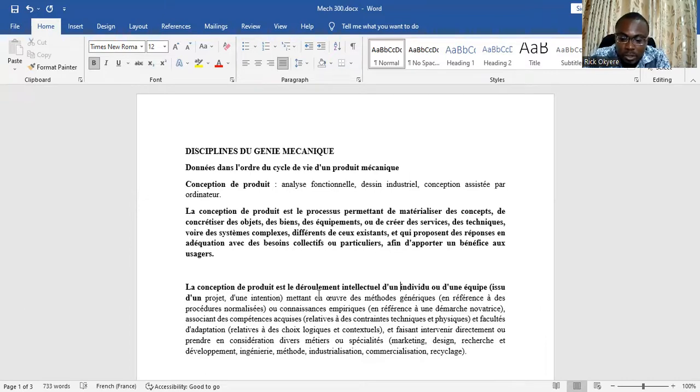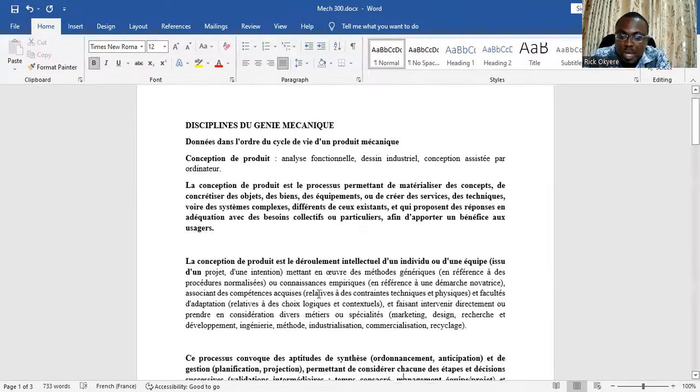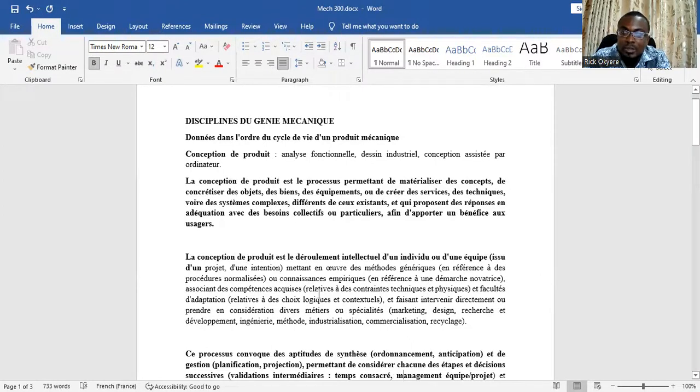Donc, la conception de produits est le déroulement intellectuel d'un individu ou bien d'une équipe. So, the déroulement intellectuel could either be an individual or a group of persons. The conception of the idea could either be done by an individual or a group of persons. So, c'est un déroulement intellectuel d'un individu ou d'une équipe.